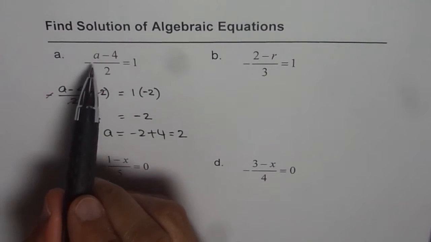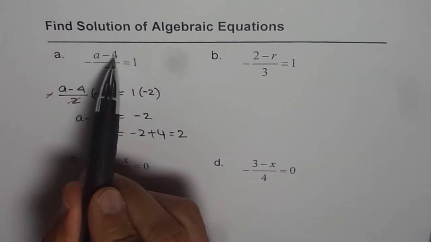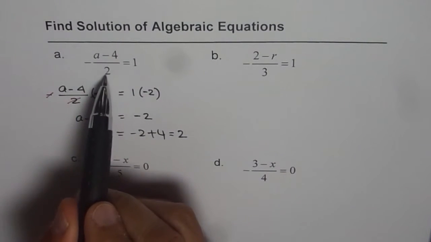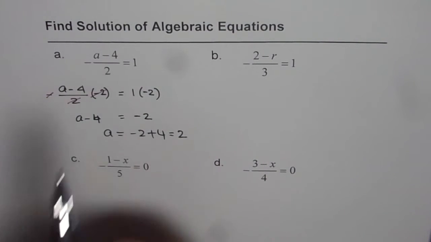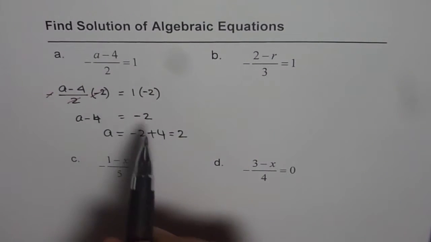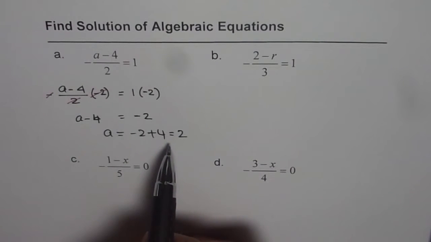Well, let's substitute 2 here. 2 minus 4 is minus 2. Minus 2 divided by 2 is minus 1. And this minus makes it plus. So we get plus 1, right? I'd like you to check the solution on your own also.